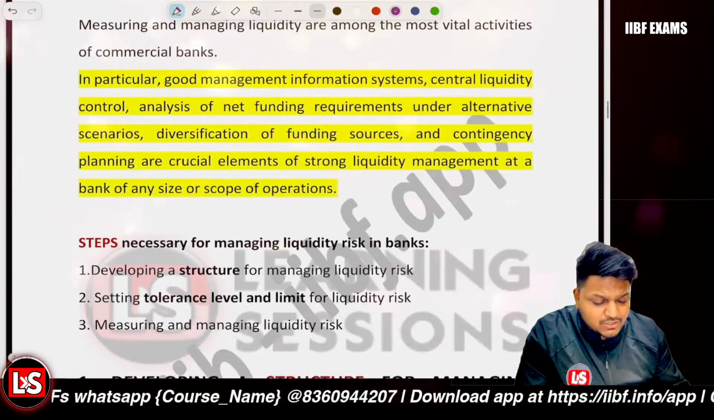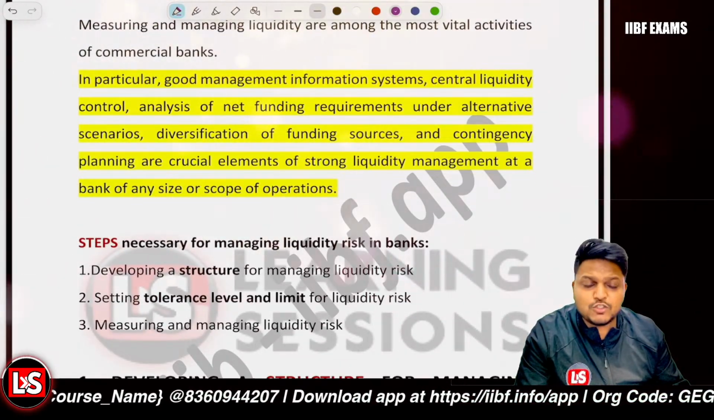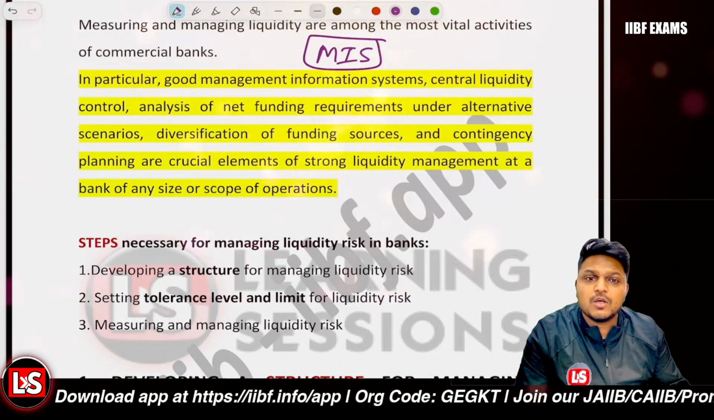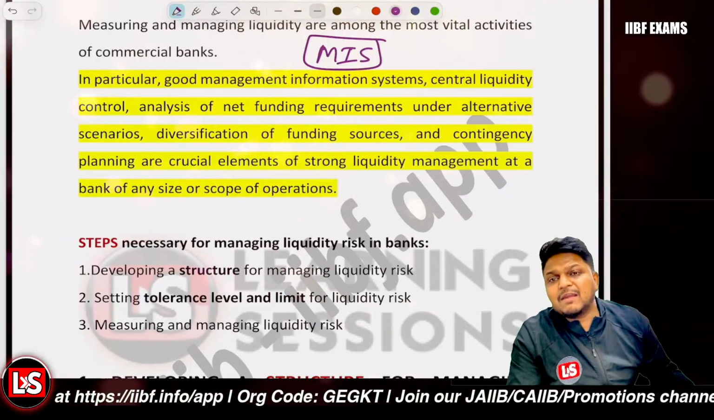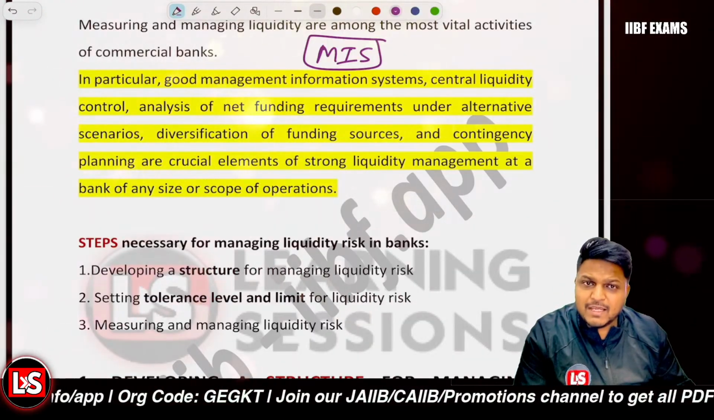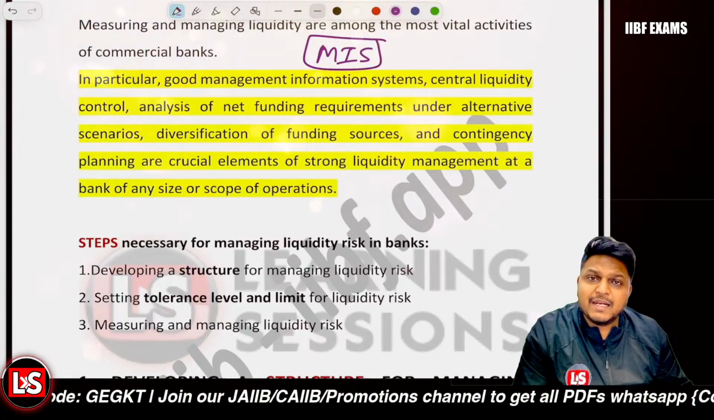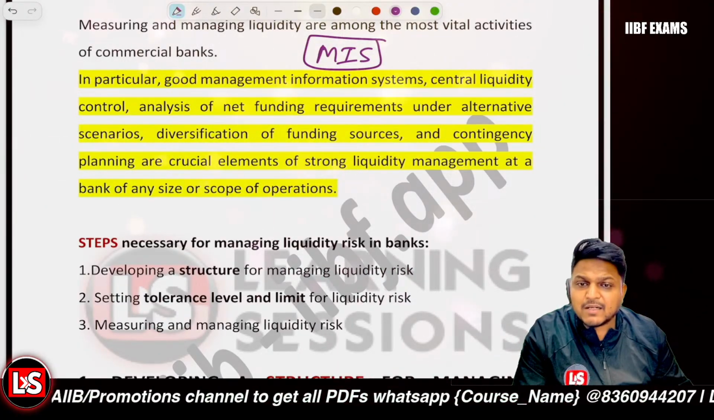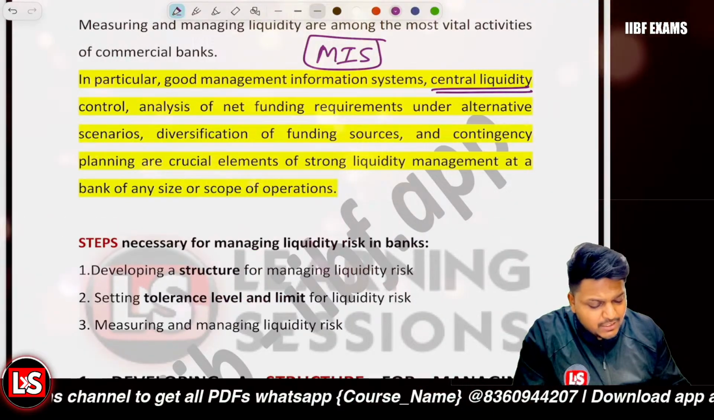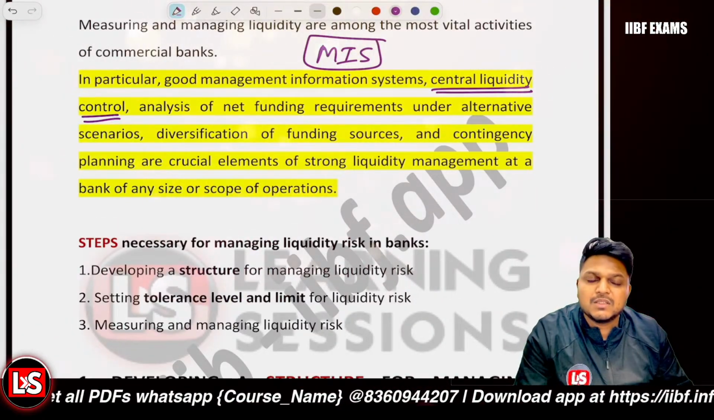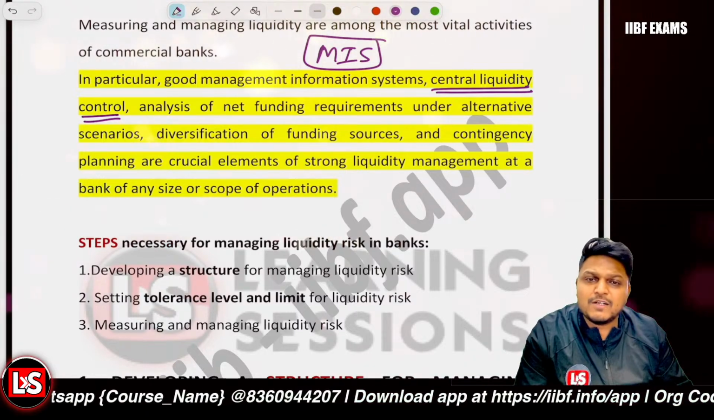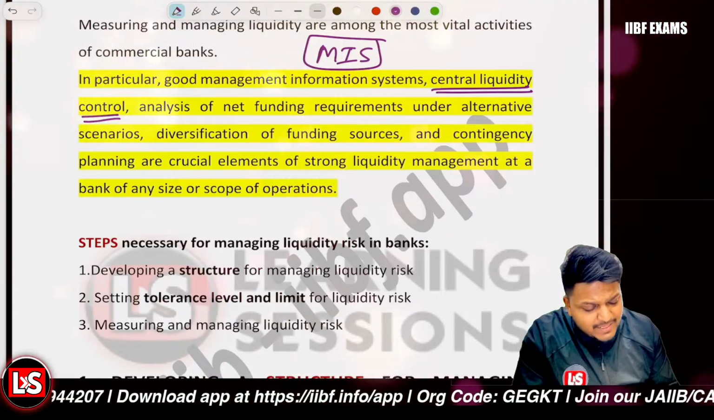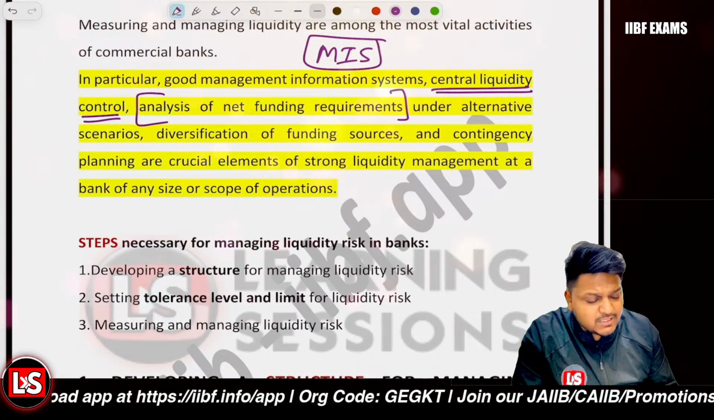And there are some elements which are very much important. First of all, we should have an MIS, a management information system through which timely and accurate data is available, so that we can decide what amount of liquidity is required and at what cost it will be beneficial for us. We should also have central liquidity control, like centralized monitoring of the funds, and we should be analyzing the net funding requirements. What is our net requirement?